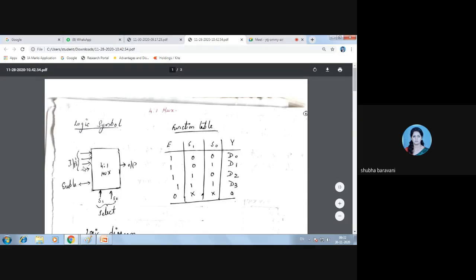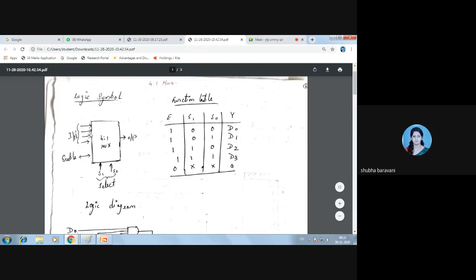See, if there are four inputs, it means what? 2 power n inputs, right, and n select lines. Okay, so 2 square is 4. It means there should be 2 select lines. Is this understood? Is the logic diagram of 4:1 mux understood?